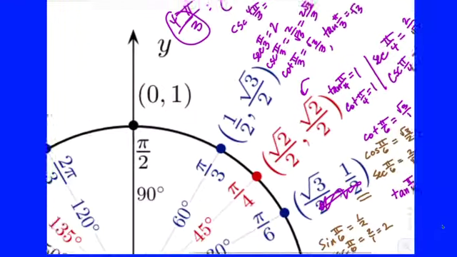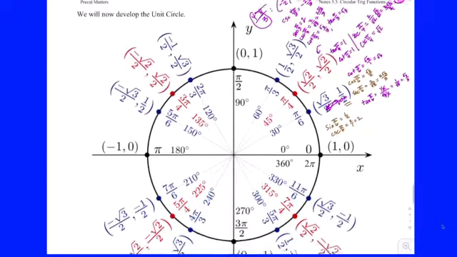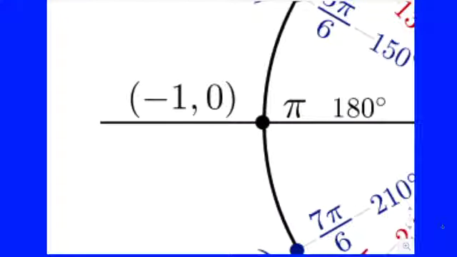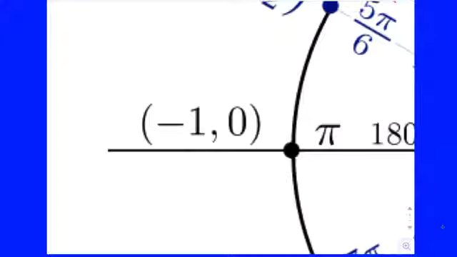Okay? Let's look at the quadrantal angles. Let's do pi. Pi is negative 1, 0. Let's just write them all out here. What's cosine of pi? This could be on your quiz tomorrow. Cosine of pi. Negative 1. Good. What's sine of pi?